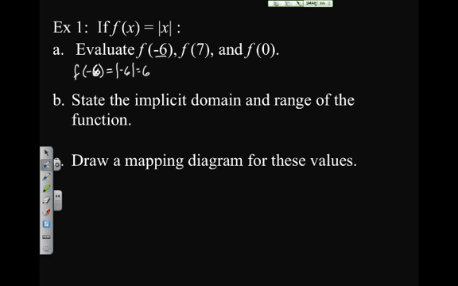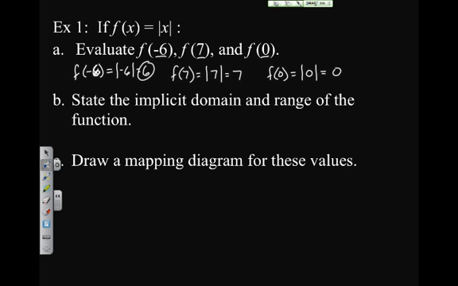Then when we do the next one, our new input value is 7. So for the next problem, we've got f of 7. And so that means we're going to take the absolute value of that input value, which is 7, and the absolute value of 7 is 7. And then for our third one, notice the input value here is 0. So f of 0 means we're going to take the absolute value of that input value, 0, and we get 0. The absolute value of 0 is 0.